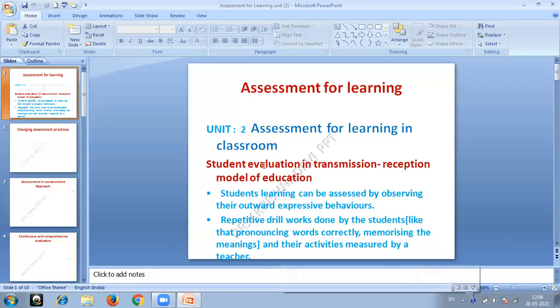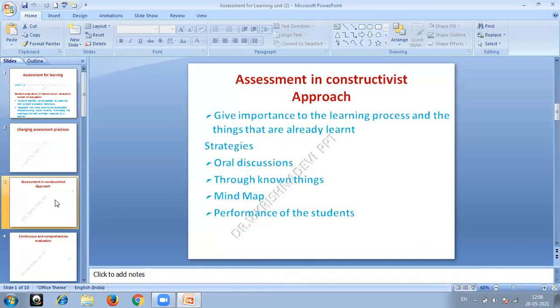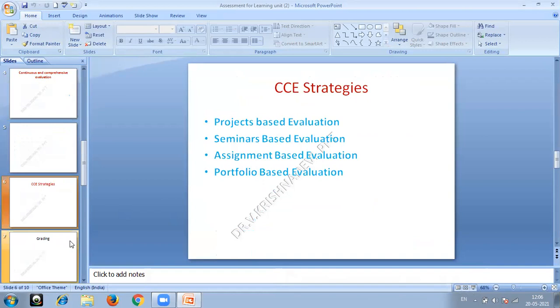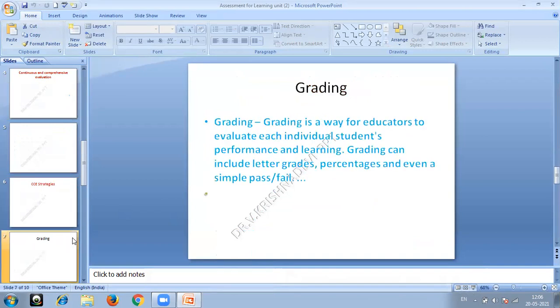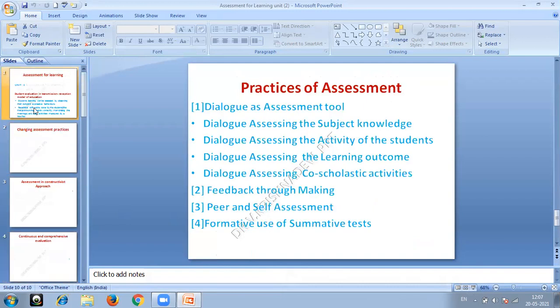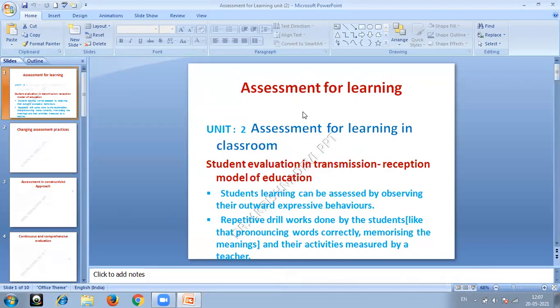First one is student evaluation in transmission reception model of education. We will discuss in second topic is assessment in constructivist approach, and third topic is continuous and comprehensive evaluation, and fourth one is CCE strategies, and next one is grading, and next one is types of assessment, and next one is practices of assessment. The first one topic is student evaluation in transmission reception model of education.